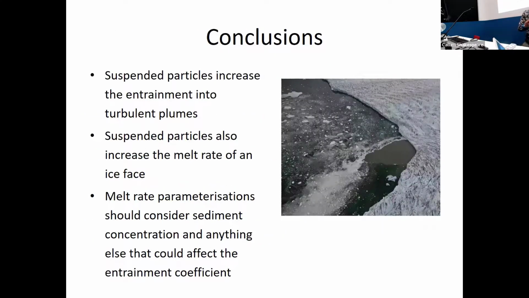The three main points that I want you to take away: suspended particles increase the entrainment into turbulent plumes. This is going to be relevant for us whenever we have these particle-laden plumes, but hopefully it's more broadly relevant. Through that, it also increases the melt rate of the ice face. And by combining these two observations, we can demonstrate that melt rate parameterizations should, A, consider sediment concentration, but more importantly, anything else that could plausibly affect the entrainment coefficient of the flow, because that's going to change how much transfer we get. I'll leave things there. Thank you.